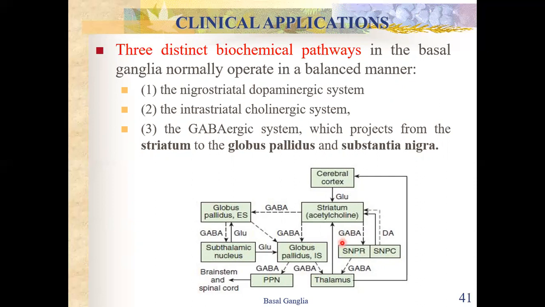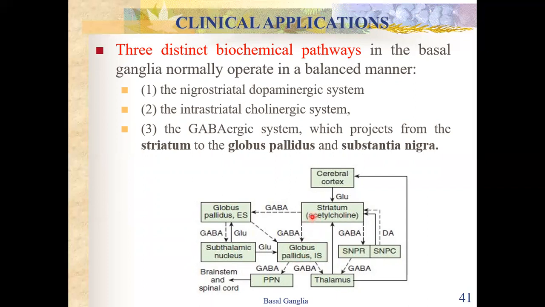So remember the nigrostriatal dopaminergic pathway from the substantia nigra pars compacta to the striatum. And also remember, I told you about the intrastriatal cholinergic system, that the interneurons within the striatum produce acetylcholine as an excitatory neurotransmitter. Remember, the striatum is made up of the caudate nucleus and the putamen, and also the GABAergic system that I said projects from the striatum to the globus pallidus, and then the substantia nigra.